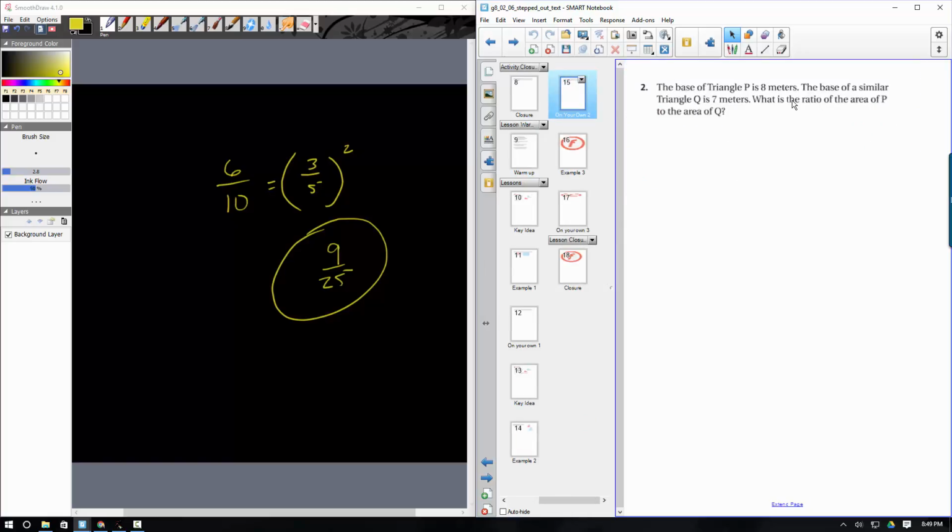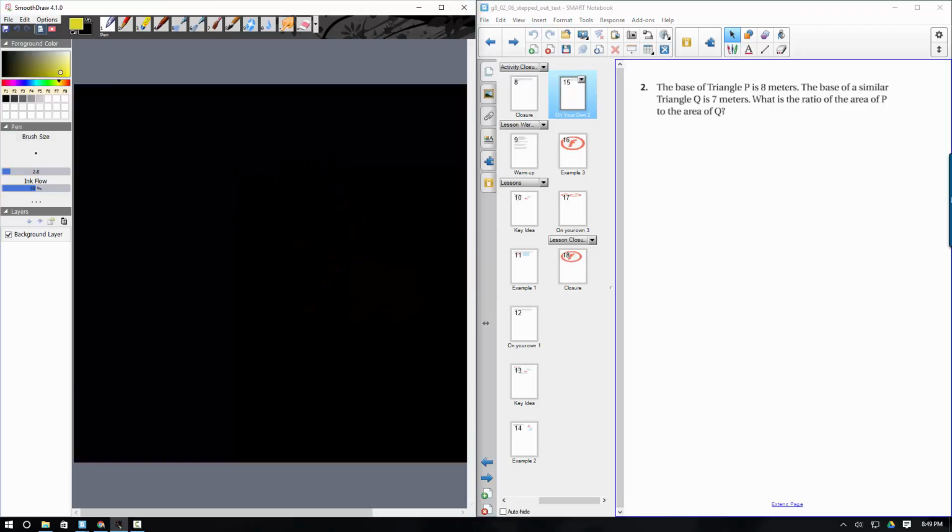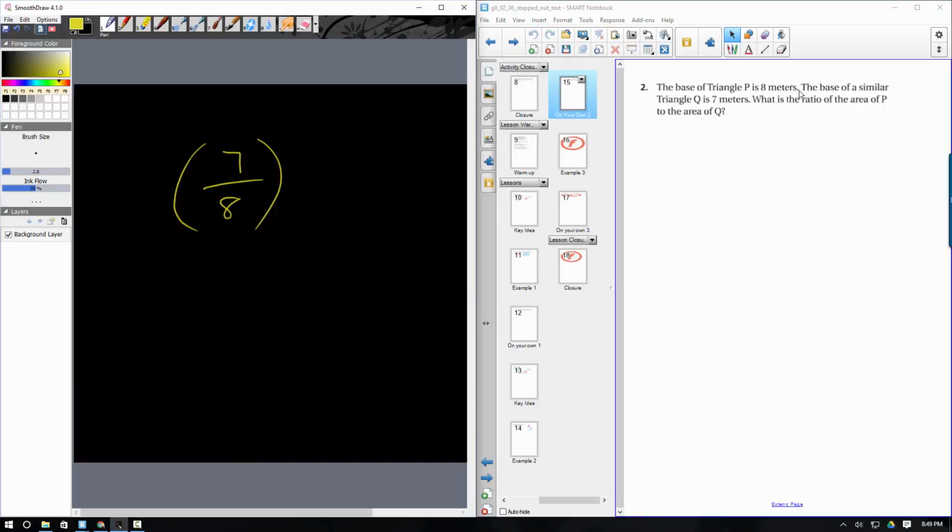So I'll try another one. It says the base of a triangle is 8 meters. The similar one is 7. What is the ratio of P to Q? So P is 8. Let's write that down. So I'm going to have 7 over 8. But of course it says area, right? And area we know we square. So this will be 49 over 64.